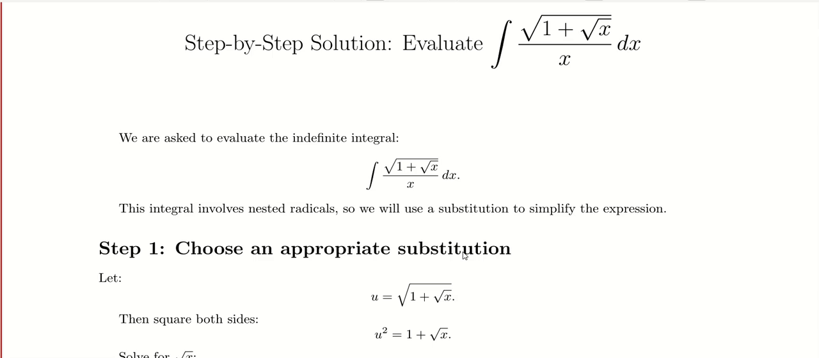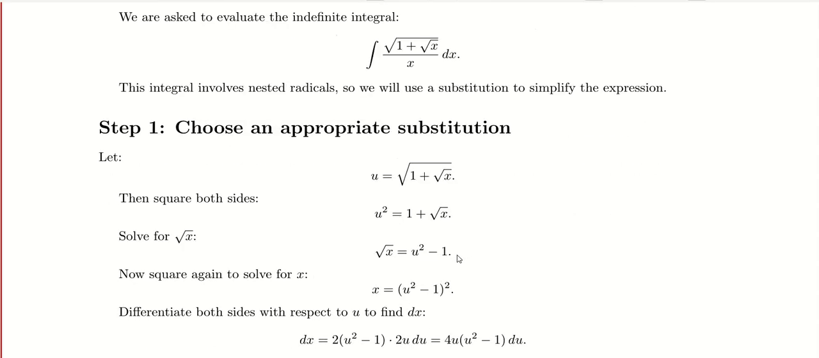In this video, we want to evaluate the indefinite integral, square root of 1 plus square root of x, all over x dx. This is a nested radical, so you have a square root of 1 plus the square root of x. So to do this, we must use u substitution.